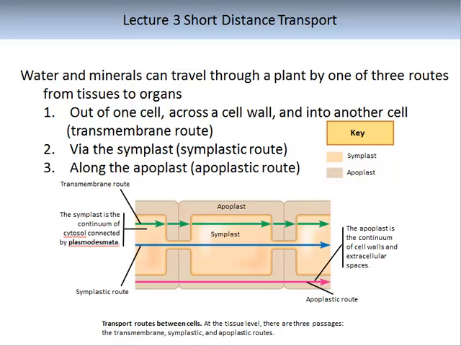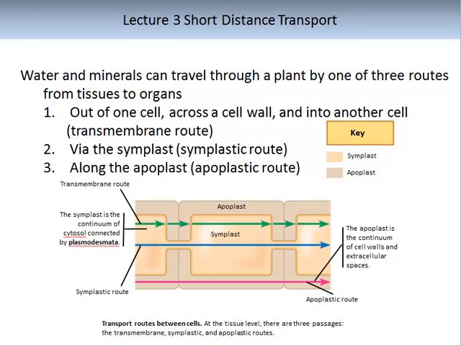If we look specifically, we can separate transport into what we call short distances and long distances. Short distances, as they describe, tend to be 1 or 2 cells across, while long distances tend to encompass the whole plant. Water and minerals can travel through a plant by one of 3 routes, from the tissues to the organs. There is out of one cell, across a cell wall, and into another cell. This type of mechanism is called the transmembrane route. You will see the transmembrane route shown in green on the slide.